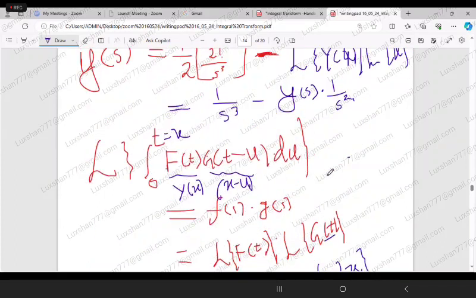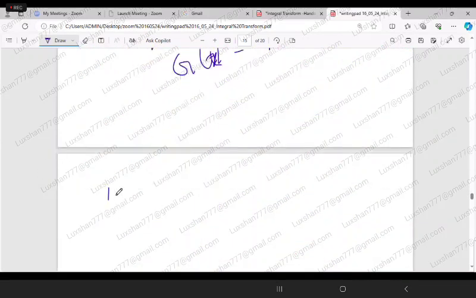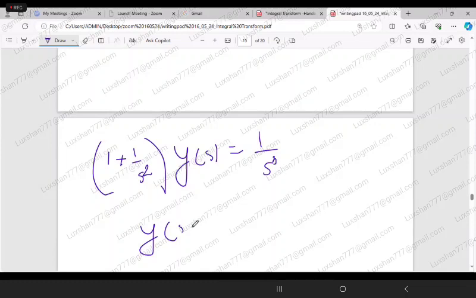So if you take this out and bring it to this side, you will have 1 plus 1 over s squared times Y(s) equal to 1 over s cubed. So from this, Y(s) is nothing but 1 over s into s squared plus 1. If you simplify this, you get this. So s squared plus 1 will come here, and if you multiply by s, then you will have this.